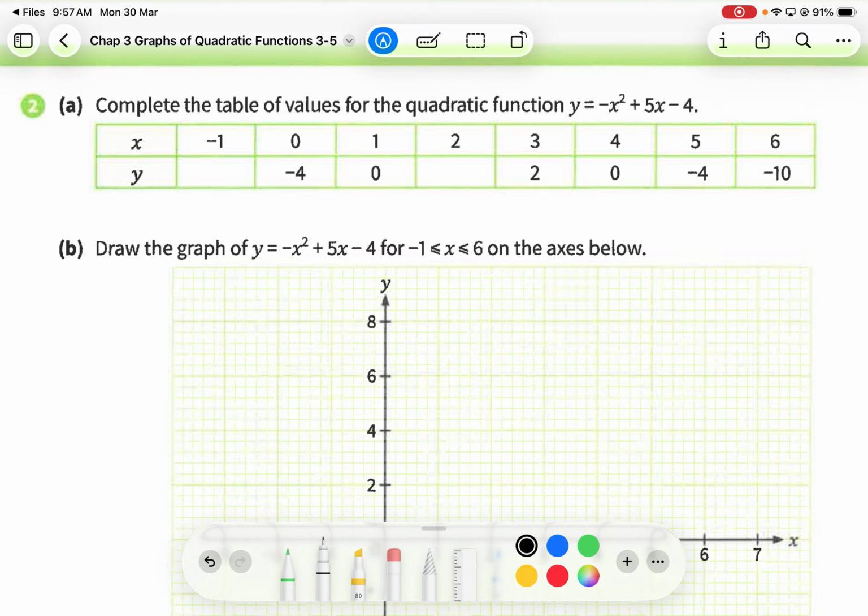Lend you calculator. Why you never bring calculator? I also never bring. Share lah. Go and share lah. Sharing is caring.